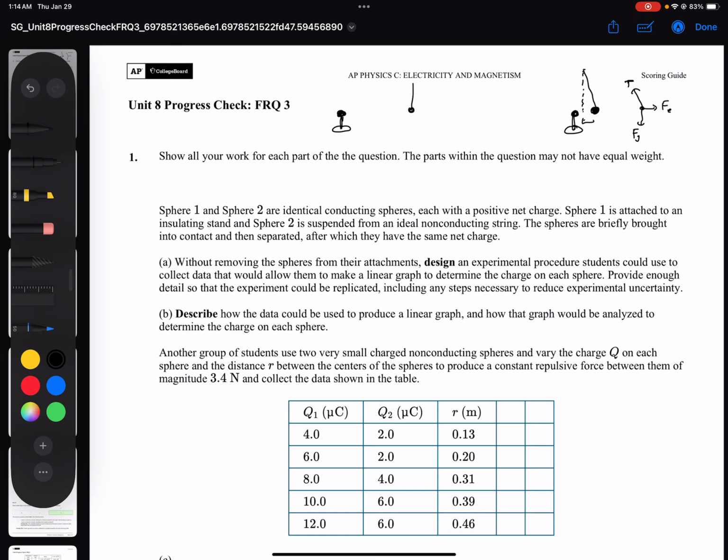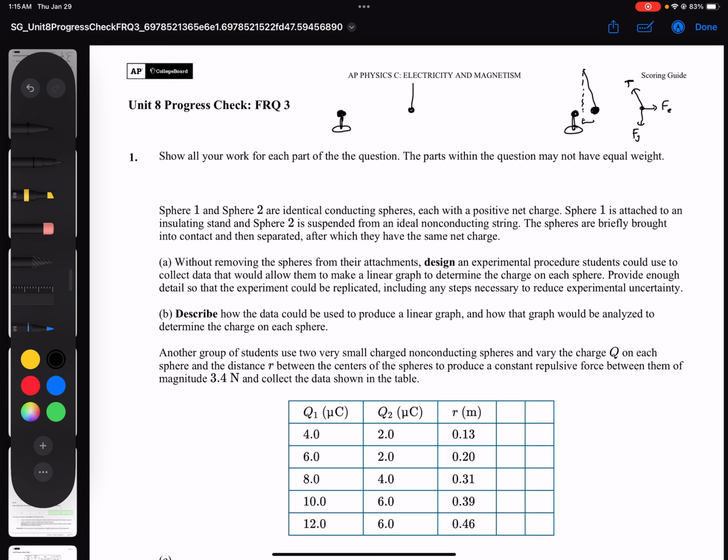So then we're going to measure the distance between the center masses of the spheres using a meter stick, and we're going to be bringing sphere 1 closer and closer to it to see if it follows Coulomb's law. And if it follows Coulomb's law, based on the mass of the sphere and how much is deflected from equilibrium, you can figure out the charge on the spheres. So we know that the spheres have to have the same charge, right? Because the spheres are briefly brought into contact and separated. All right. So we know they're going to have equal charge.